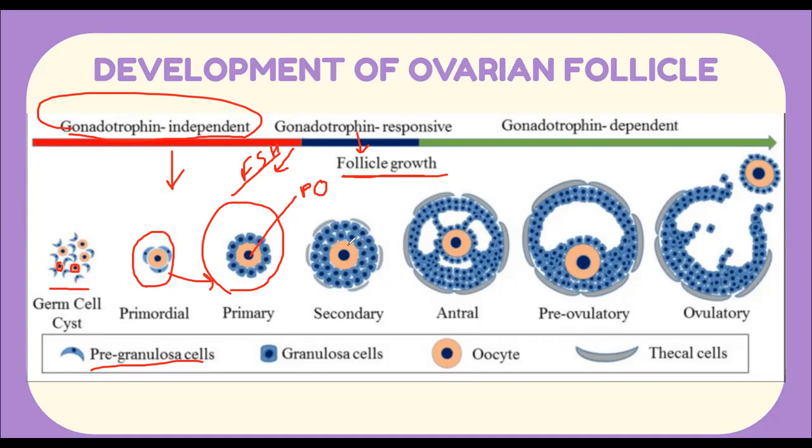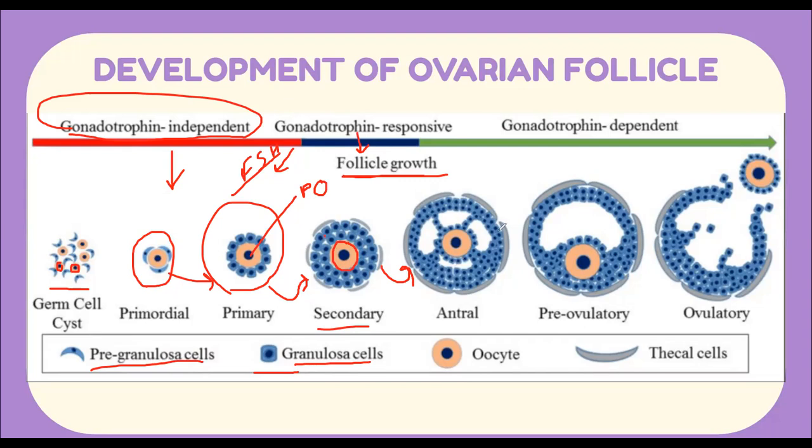Now you just need to know that under the effect of the hormones, the follicles will grow. This primary follicle now develops into the secondary follicle. You see more granulosa cells are getting added. You can see the egg in the center with the nucleus, and these blue cells, more granulosa cells, are getting added. Then the secondary follicle develops into a further stage.